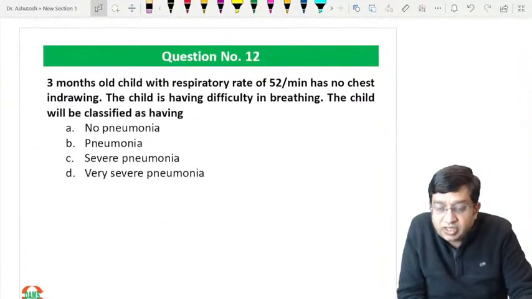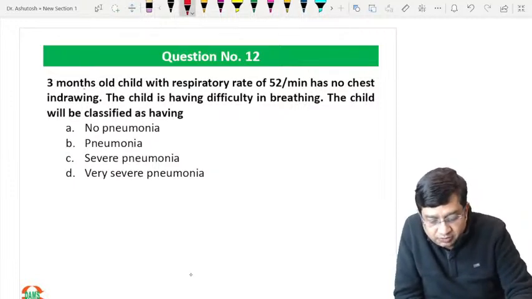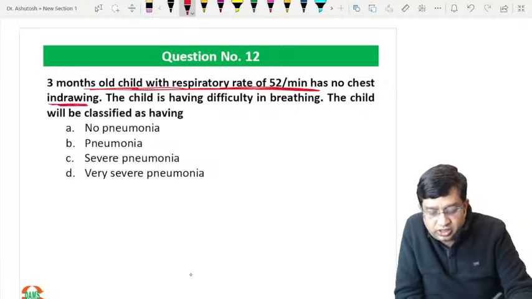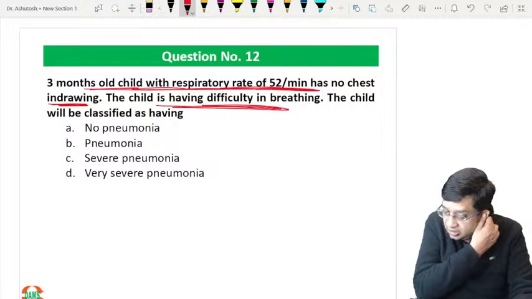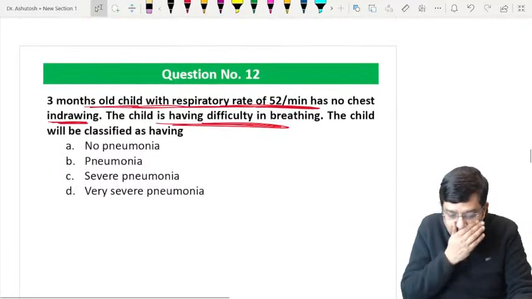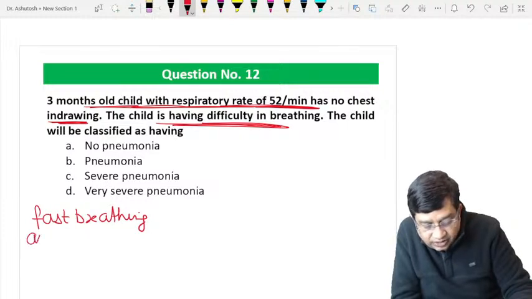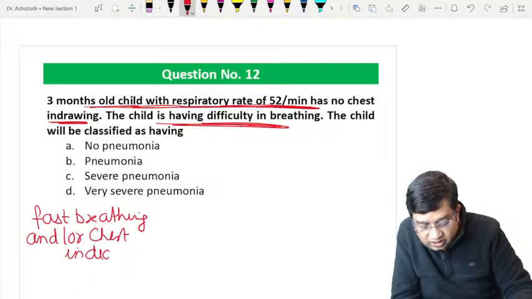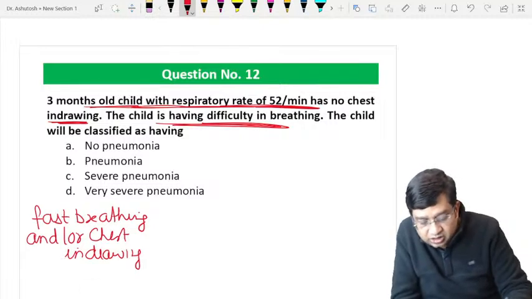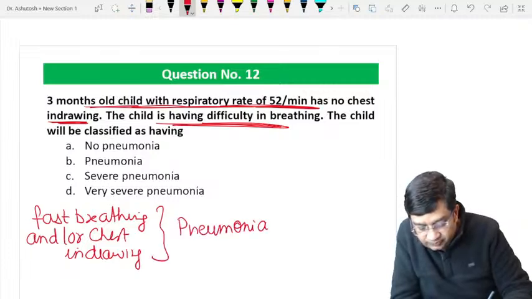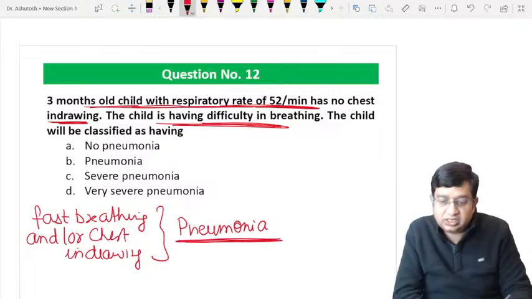Next one, a very favorite topic, pneumonia. A 3-month-old child, respiratory rate of 52 per minute, no chest indrawing, child is having difficulty in breathing. The child will be classified as having pneumonia, right? What we teach: if there is fast breathing and/or chest indrawing, that is something which we call pneumonia.